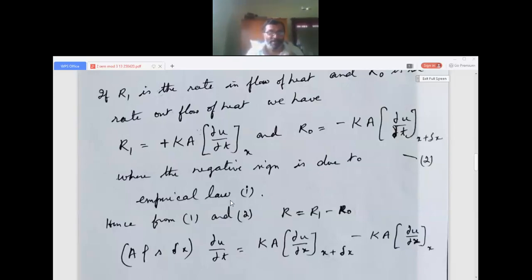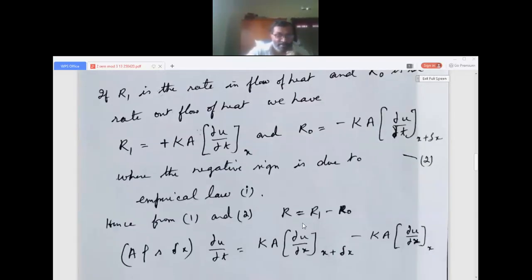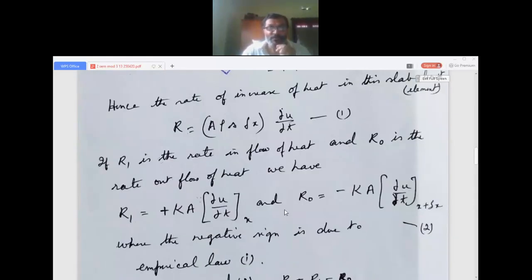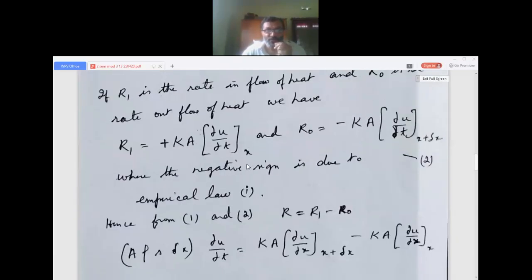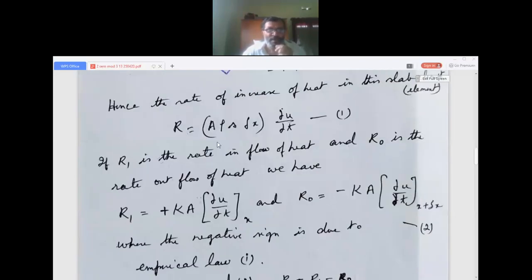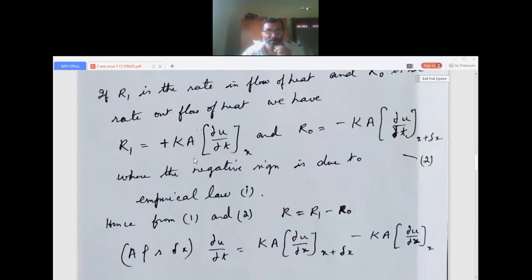Okay. Now, hence from 1 and 2, R is equal to R1 minus R2. So R, the rate of increase of heat in the slab, from 1 and 2, R equals R1 minus R0. And put the R value, A rho S delta X dou U by dou T, and the R1 value, Ka into dou U by dou T at the point.